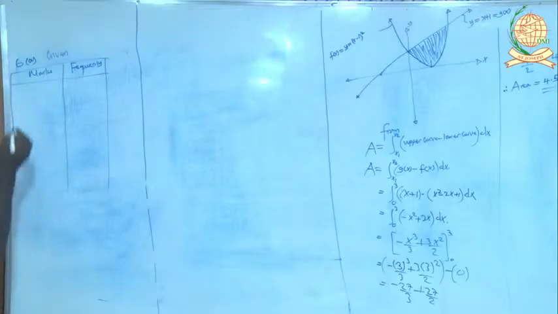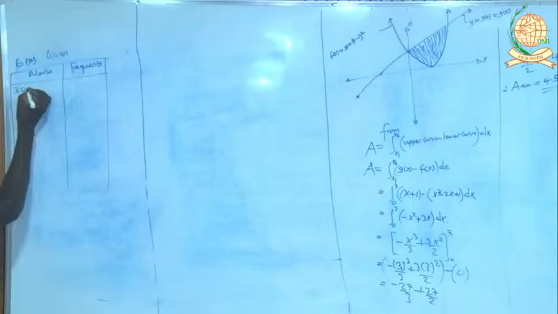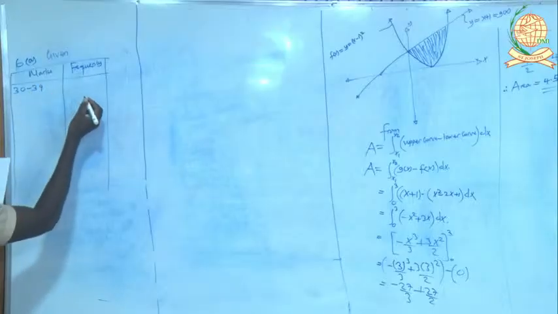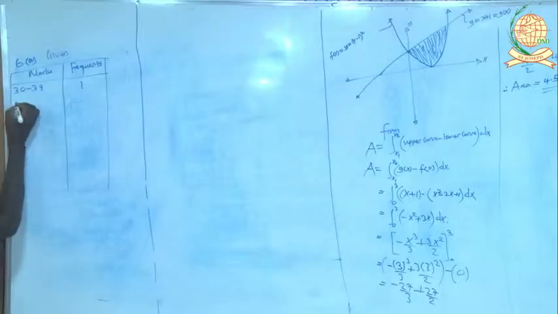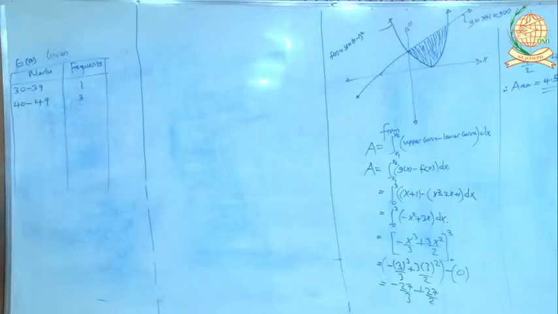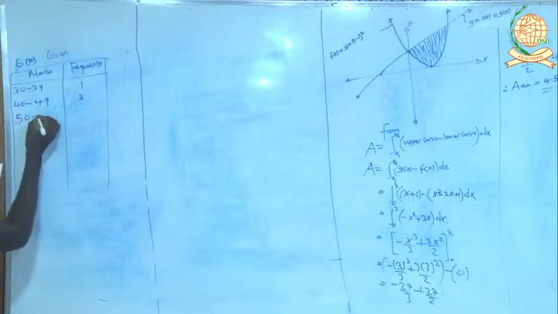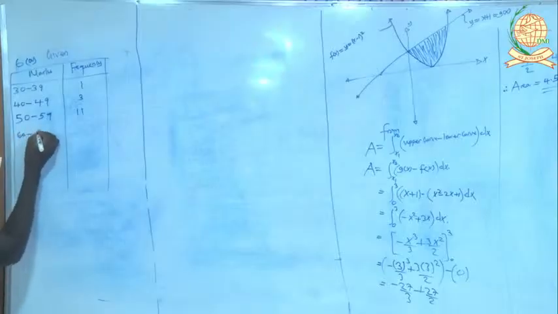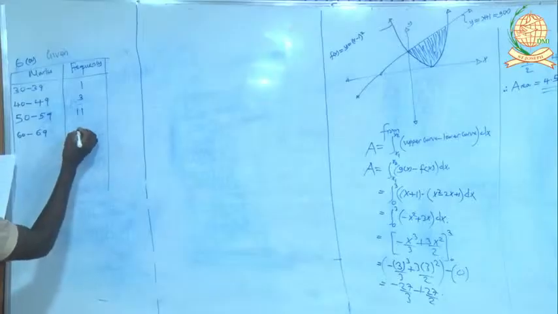From 30 to 39, its frequency is 1. 40 to 49, the frequency is 3. 50 to 59, the frequency is 11. 60 to 69, its frequency is 21.